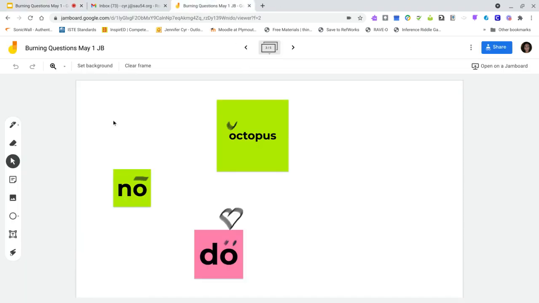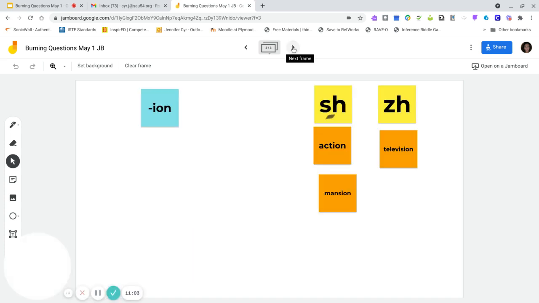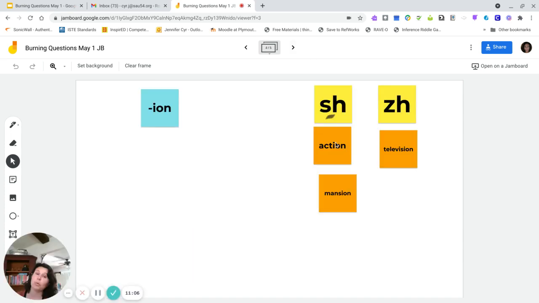So when I go back to my Jamboard, really what you want to teach kids is very simple. The ION is the real affix, okay? And whether you're adding T or S has to do with which base word or root word you're using.